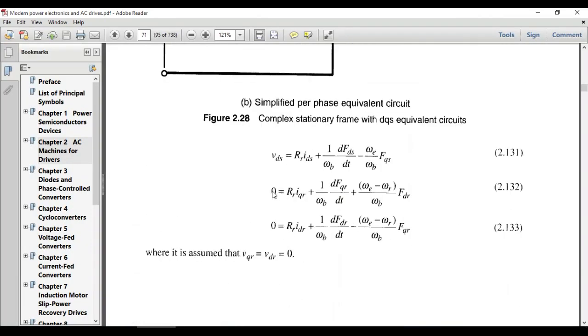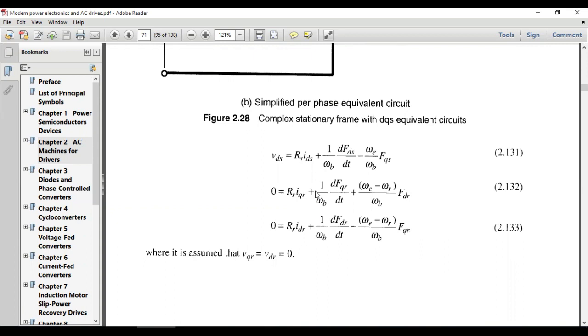This is VDS, this is VQR, and this is VDR. Since I have used the squirrel cage type induction motor, the rotor bars in a squirrel cage type induction motor are short circuited with each other, making a closed loop.